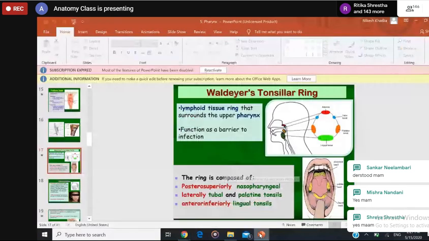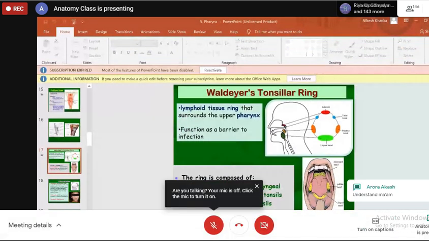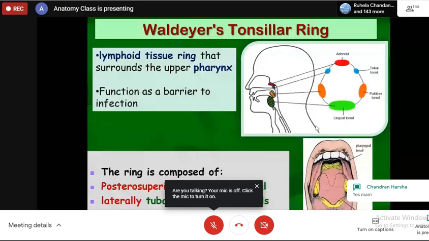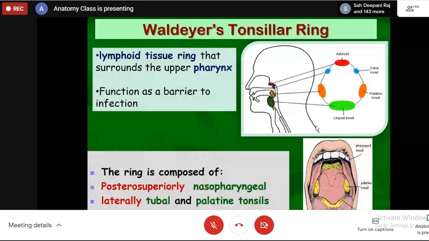Okay, I'll repeat once again. Regarding the lymphoid tissue ring present around the upper pharynx, the main function is to act as a barrier to infection. This acts as a first line of defense against inhaled particles, both inhaled air and inhaled food. Now, what are the lymphoid tissues that form the tonsillar ring?